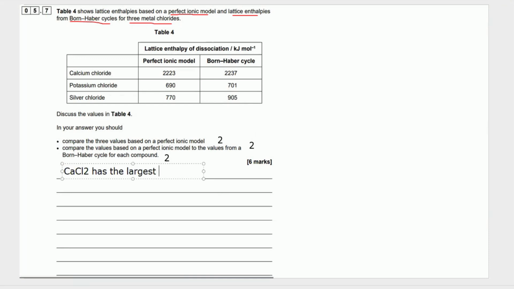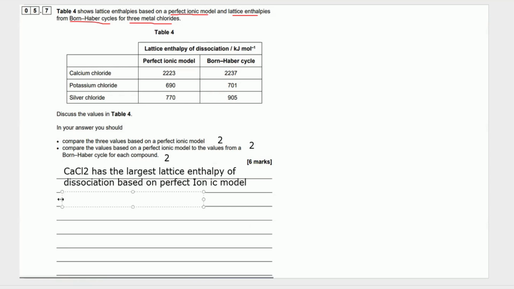What's a basic description? Right, calcium chloride has the largest lattice enthalpy when we consider the perfect ionic model. In fact, it's much larger than potassium chloride and silver chloride, which are quite similar. So I might want to say calcium chloride is the largest, and potassium chloride and silver chloride are quite similar in their values. Why is this? What do you know about calcium ions compared to potassium and silver ions?